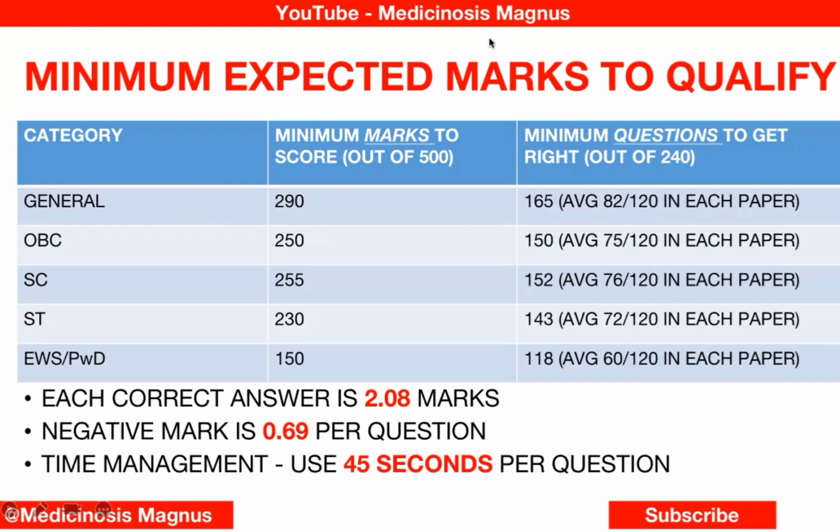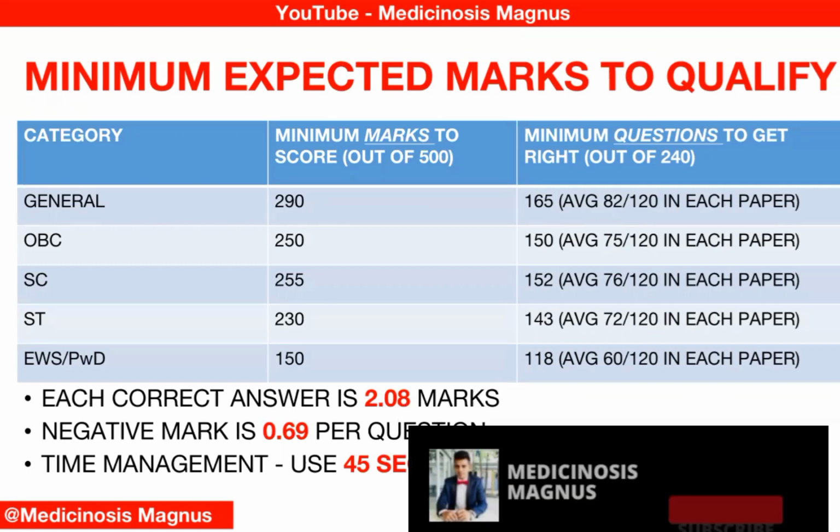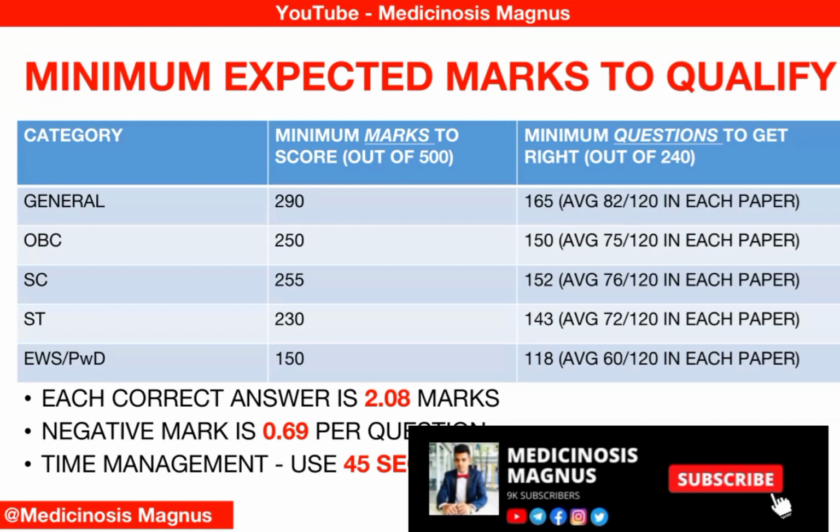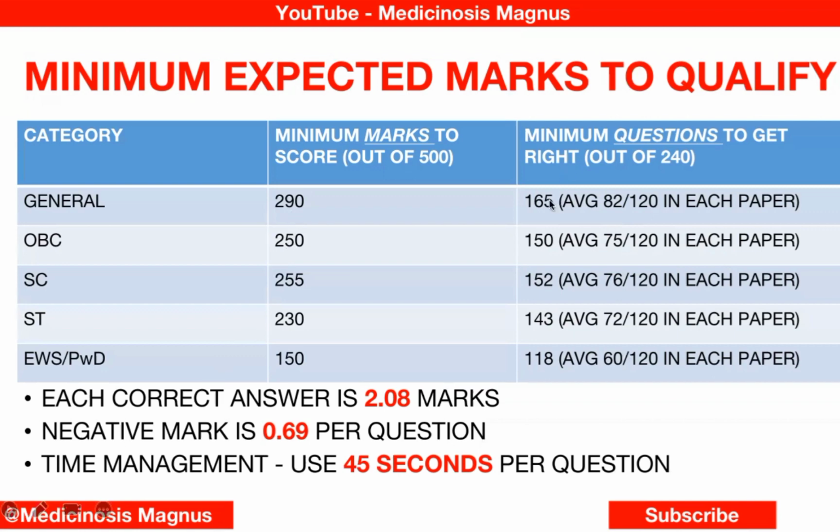So it's around 290. So to score 290 marks, the number of questions that you should get right is at least 165. You may think that 145 plus 145 will add up to 290, but we should also take care of the negative marks in this exam. So if you get 165 questions correct, and the rest of the 75 questions are marked wrong and carry negative marks, you will get an average of 290 marks. So you don't worry about the calculations, you just have to see these numbers.